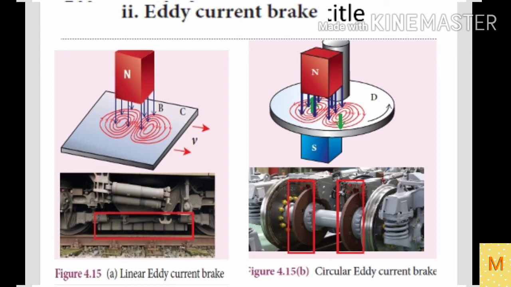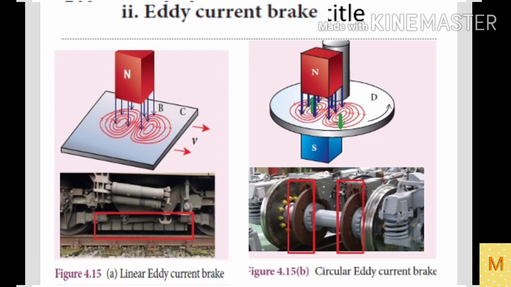Next one is about eddy current brake. These types of brakes are generally used in high-speed trains and roller coasters. Strong electromagnets are fixed just above the rails. To stop the train, electromagnets are switched on. The magnetic field of these magnets induces eddy currents in the rail which oppose the movement of the train. This is called eddy current linear brake.